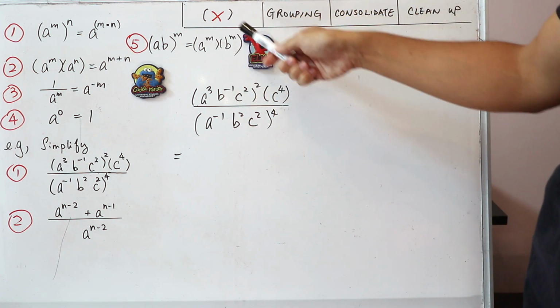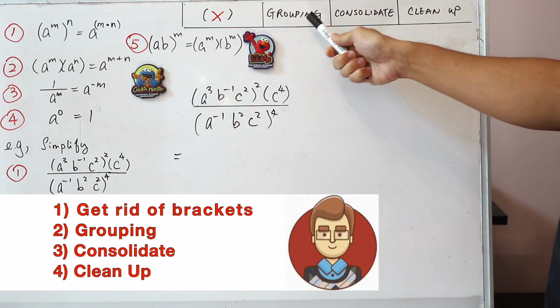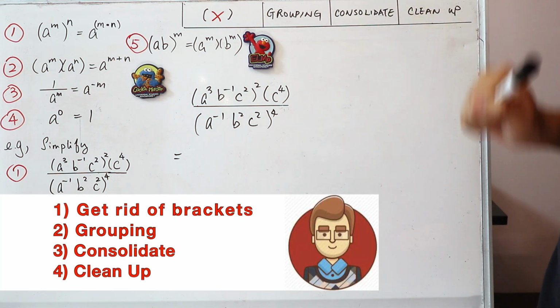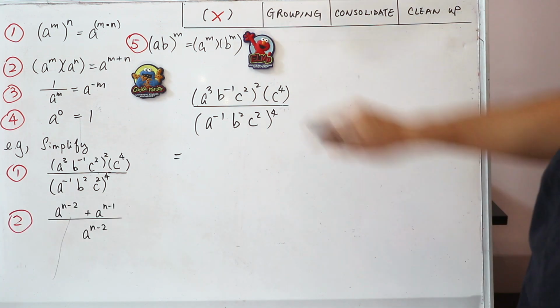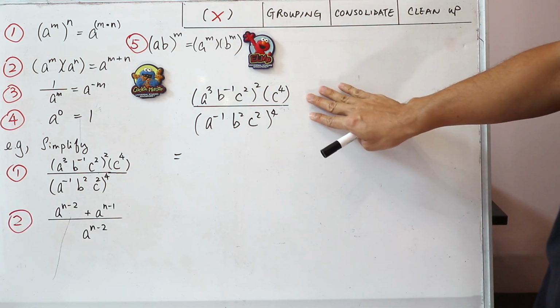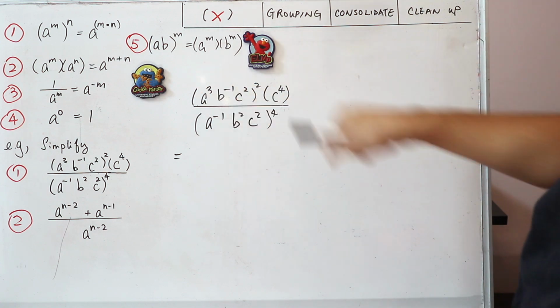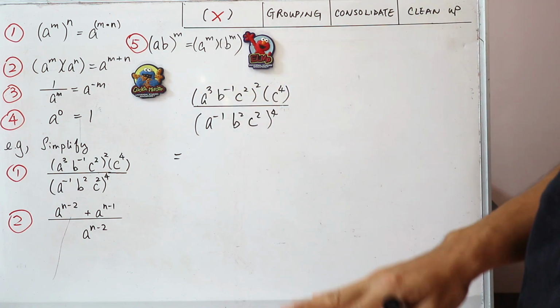The first step is get rid of the brackets. The second step is grouping. Third step is consolidate. And the fourth step is clean up. The first step is get rid of the brackets. So in this formula here, you can see there are actually some round brackets, and we don't like round brackets. We want to get rid of them.